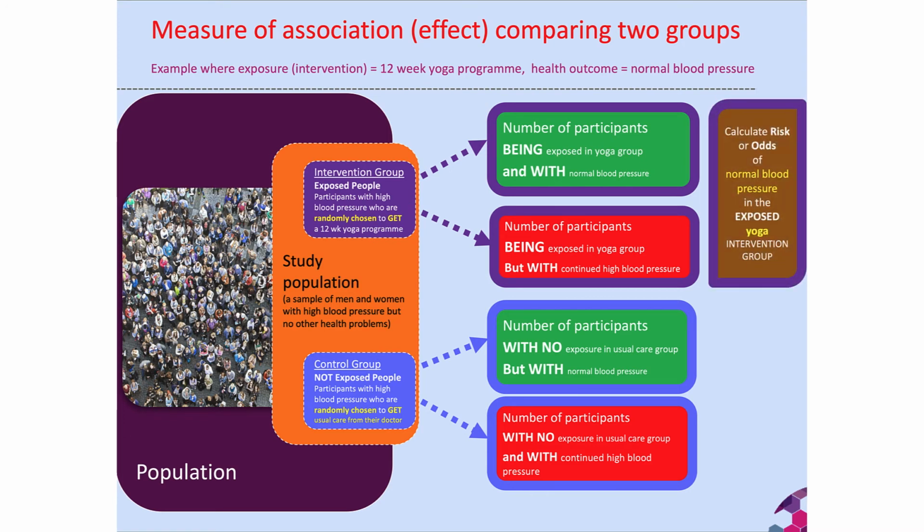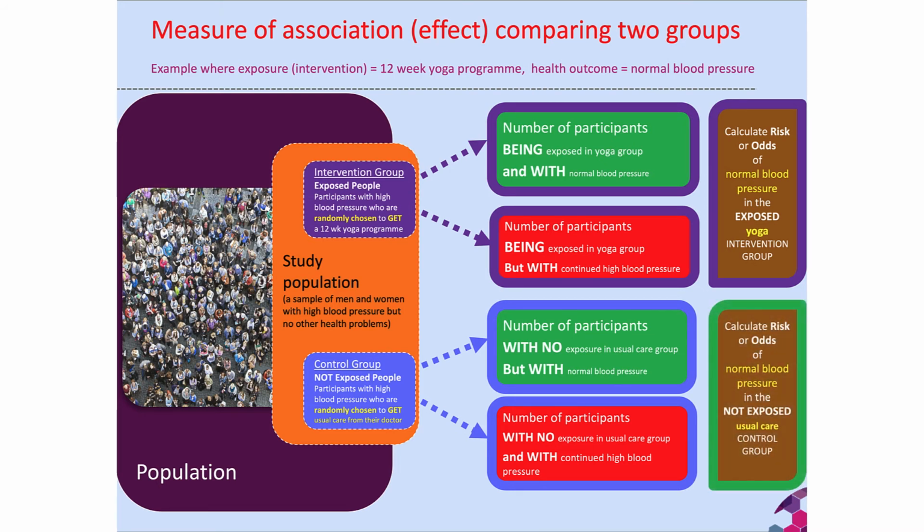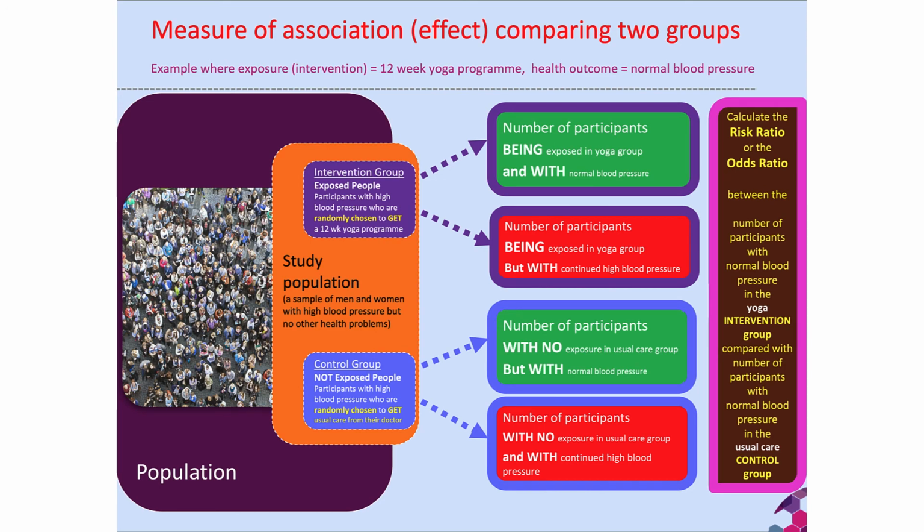And so we can calculate the risk and odds of normal blood pressure in the exposed yoga intervention group, and we can calculate the risk or odds of normal blood pressure in the not exposed usual care control group. And from that we can calculate the risk ratio or the odds ratio between the number of participants with normal blood pressure in the yoga intervention group compared with the number of participants with normal blood pressure in the usual care control group.